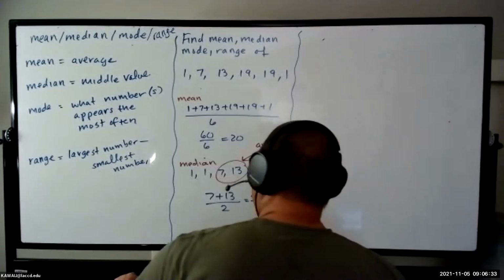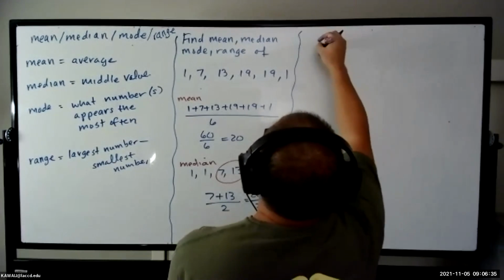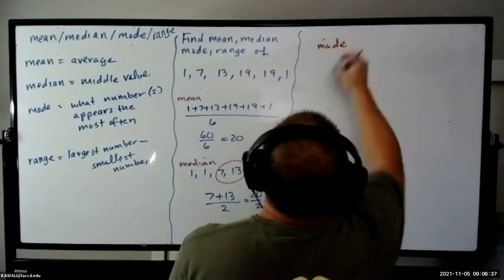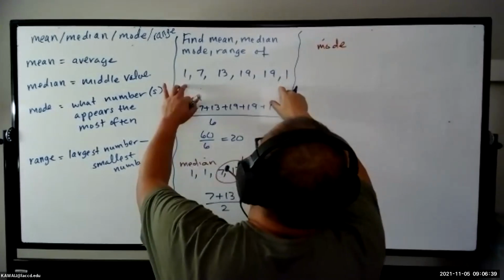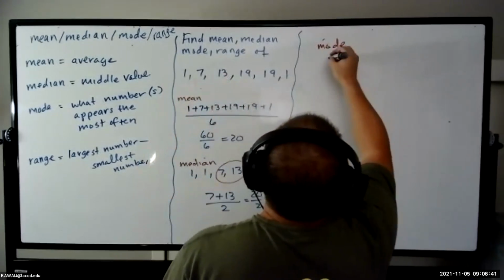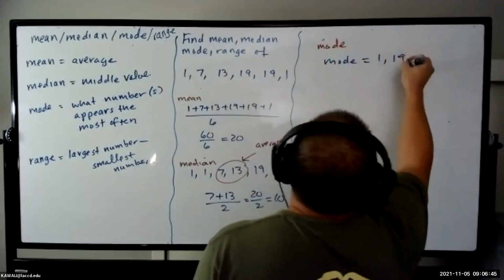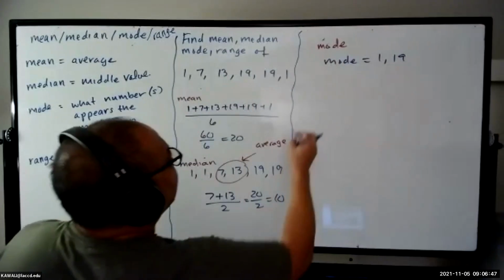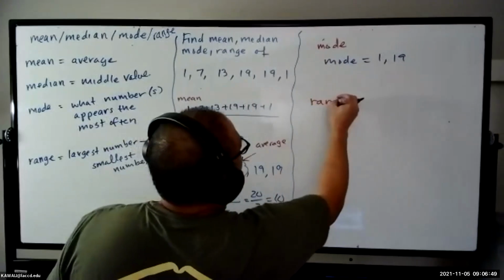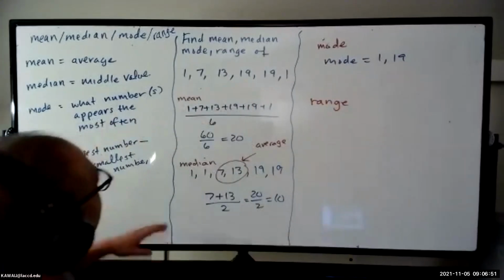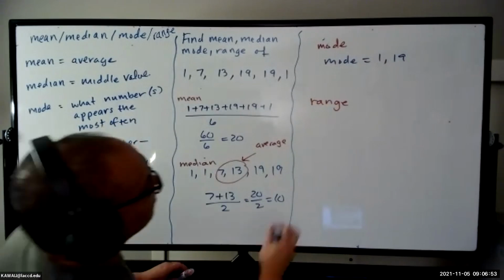Now, in terms of mode, we want to know what number comes up the most often. So in this case, the ones come up twice and the 19s come up twice. So its mode is equal to 1 comma 19. And then the range is the biggest number minus the smallest number.